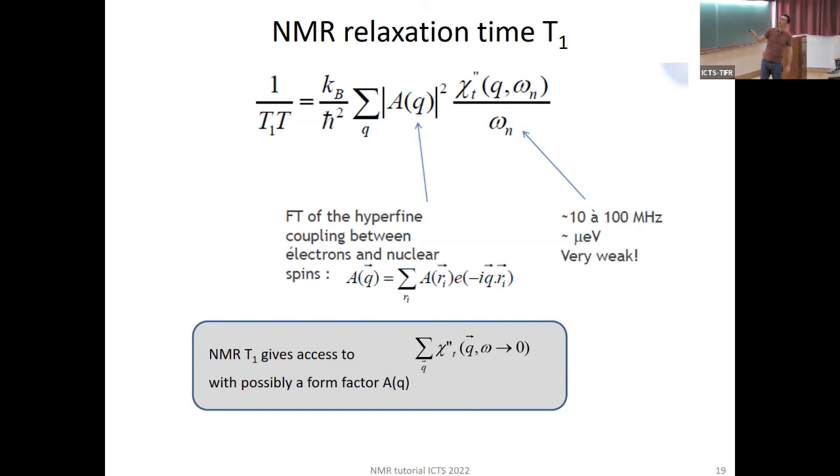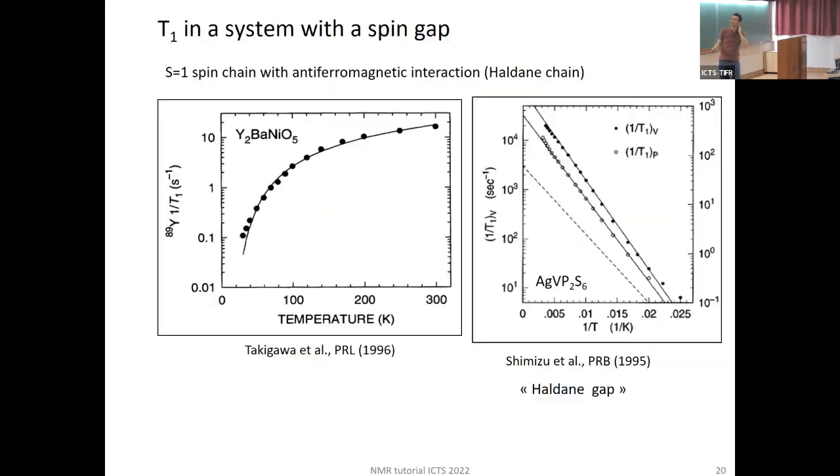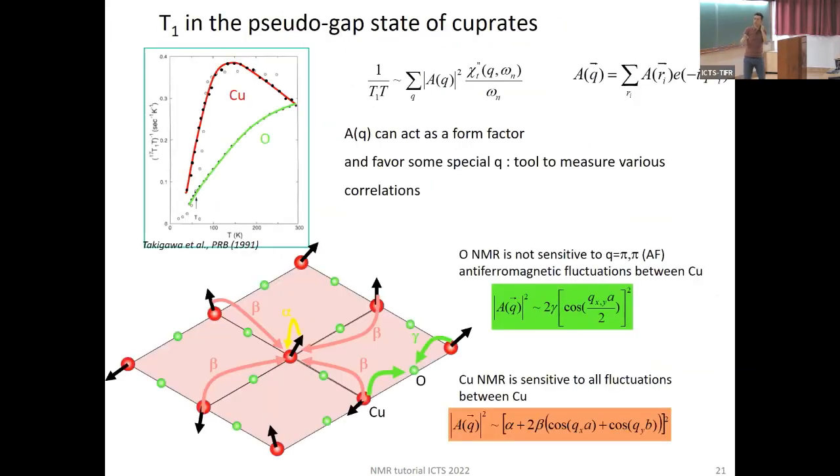So let me show you that. Just let me comment, if you have a contact interaction, for instance, A of Q is a constant because A of R is a Dirac delta. So A of Q is a constant. It's just a scalar that you can take out of your summation. So in some cases, or at first approximation, you can forget about it. But in some cases, it's important. So let me show you this example in high TC superconductors.